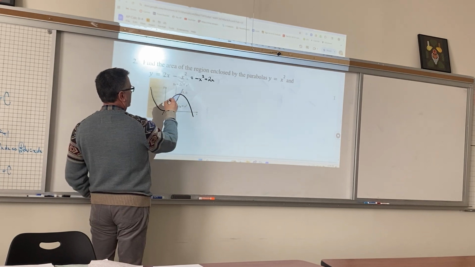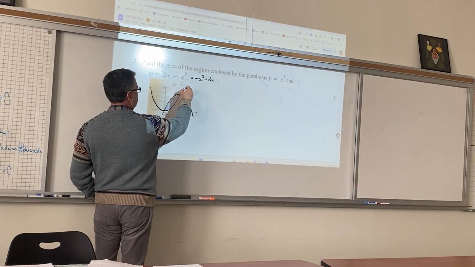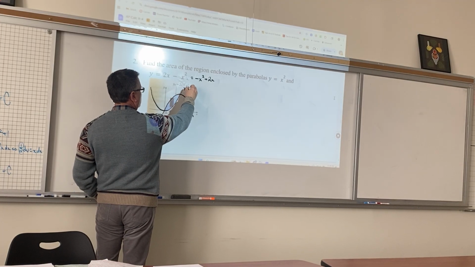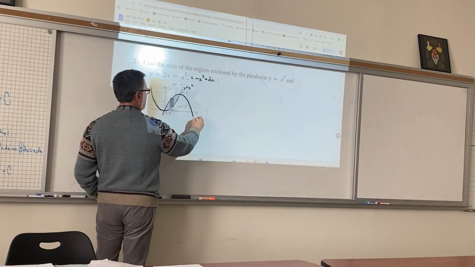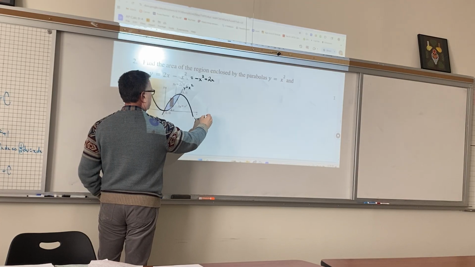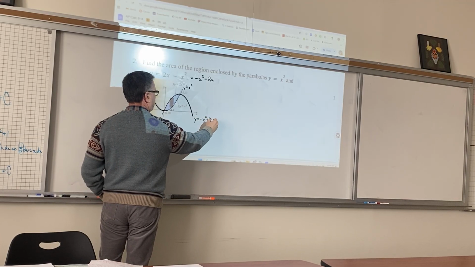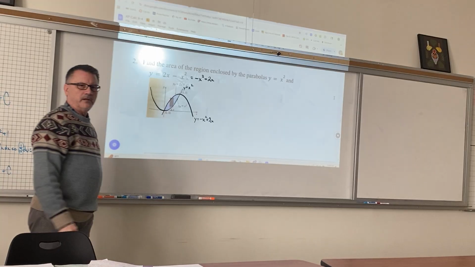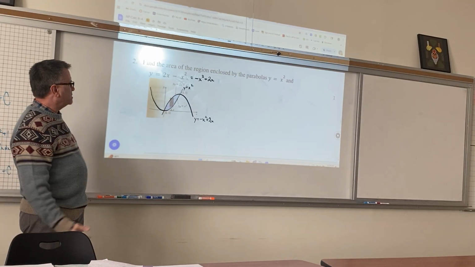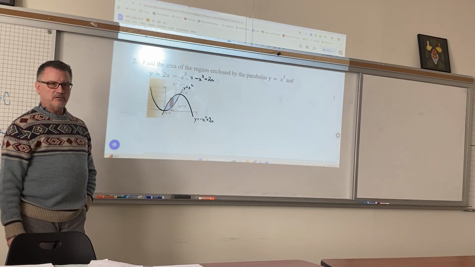So here's the y equals x squared on there. Here's the y equals negative x squared. There's the parabola going down. And then we want to find, it says, the area enclosed by those two parabolas.